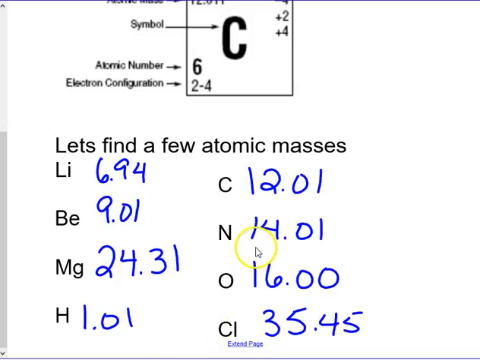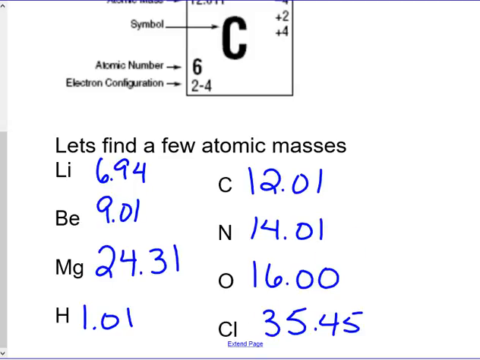So for example, nitrogen 14.01. Take a look at nitrogen. In your reference tables, it says 14.0067. So I've rounded it to 14.01 because that 0 is going to get promoted to a 1 because the next value is a 6.